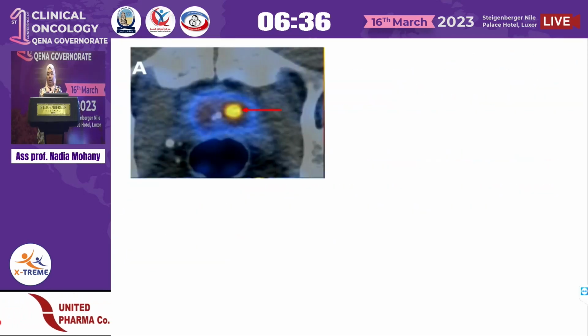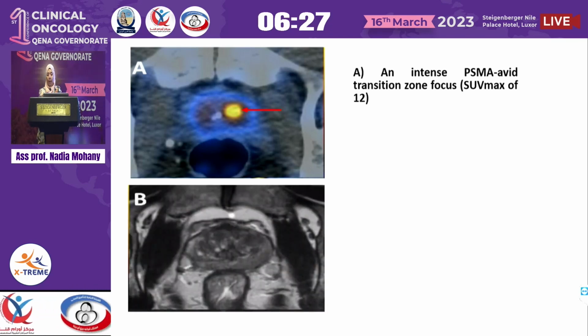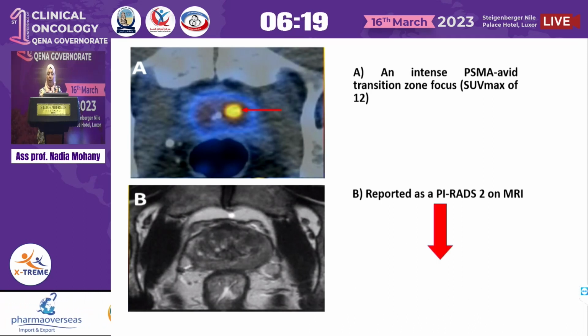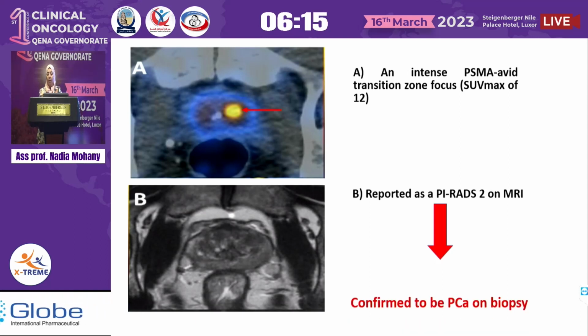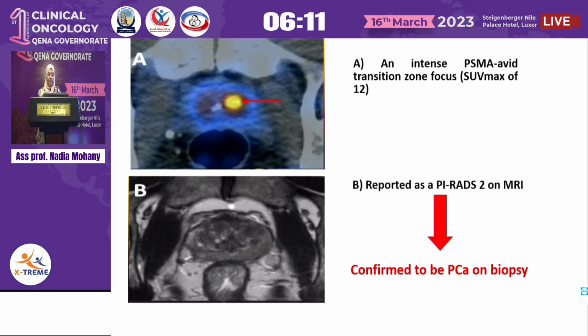Such as this case with a PSMA positive focal prostatic lesion, SUV max of 12. The patient had a multiparametric MRI and it was reported as PI-RADS 2 on MRI. Based on the PSMA result, it was confirmed to be prostate cancer on biopsy.